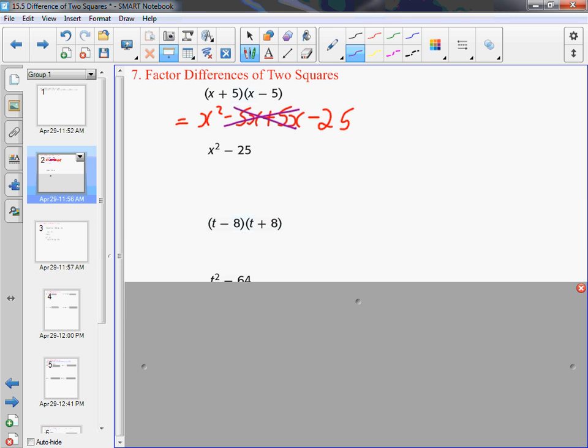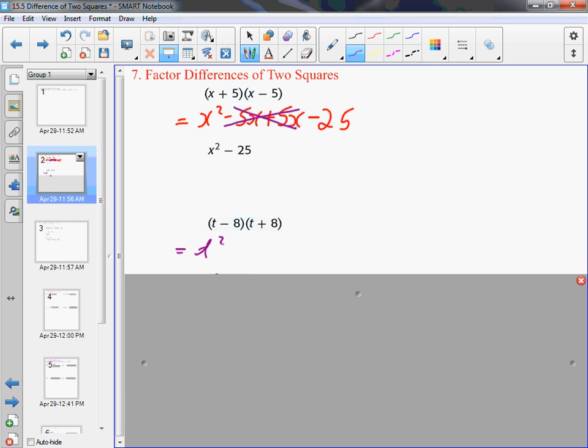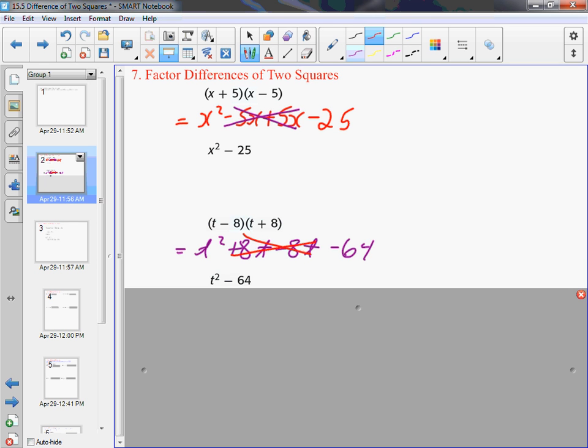Same thing with one like this. All right? FOIL method would give you t squared plus 8t minus 8t minus 64. Combine the like terms in the middle. They combine to give us a 0. And we get this.